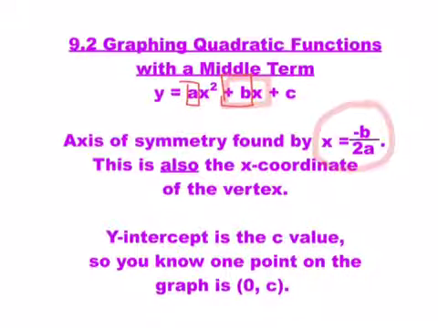Since it's the axis of symmetry, it is also the x-coordinate of your vertex. And if I know one of the values of either x or y, I can find the other one. That's why that formula is so important. The c is our y-intercept, so this always tells us one point on the graph. The reason it's your y-intercept is if you plug in 0 for x, then the a times x squared goes away, and the bx, no matter what b is, goes away with a 0.